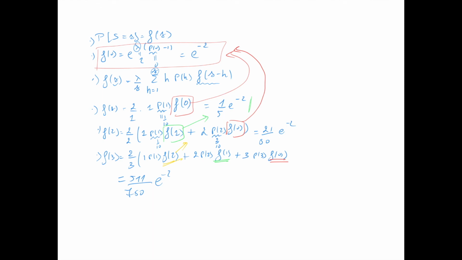If you continue like this, you find that f4 now has 4 terms. We need f0, f1, f2 and f3. If you put it all together, you get this outcome for f4. And that solves your exercise.